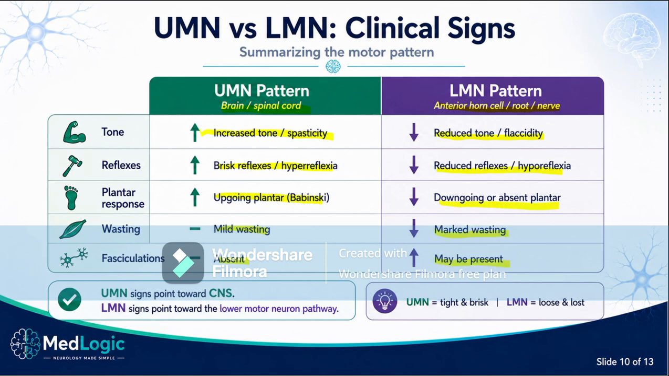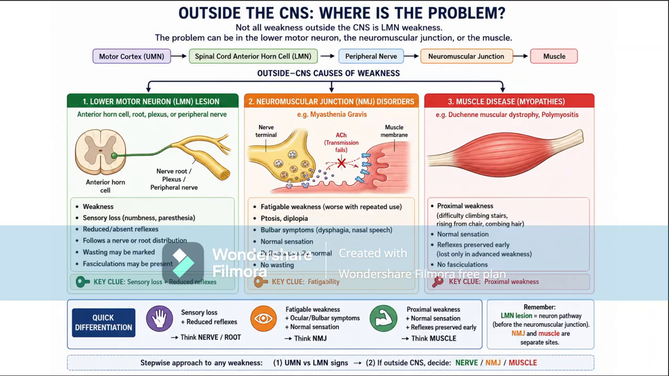So when a patient presents with weakness, don't jump directly to a disease name. First ask, is this an upper motor neuron pattern or a lower motor neuron pattern? Upper motor neuron signs push you toward the central nervous system. Lower motor neuron signs push you toward the lower motor neuron pathway. But remember, not all weakness outside the central nervous system is lower motor neuron weakness. The problem can also be at the neuromuscular junction or in the muscle itself.